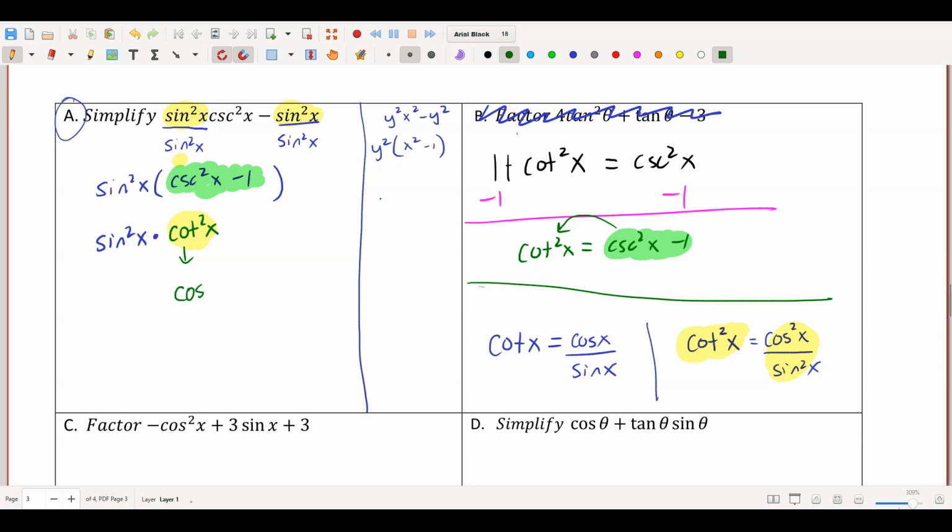If nothing cancels off here, then I probably would just leave it as sine squared times cotangent squared. But let's plug it in. When I do that, you can see that this is going to cancel. Now I have sine squared x times cosine squared x over sine squared x. Now we can cancel these things off. I have a sine squared on the top and a sine squared on the bottom. That divided by that is 1. So my answer here is simply cosine squared x, and that is it for that problem.